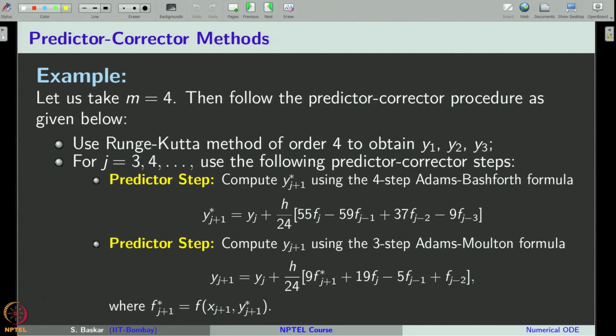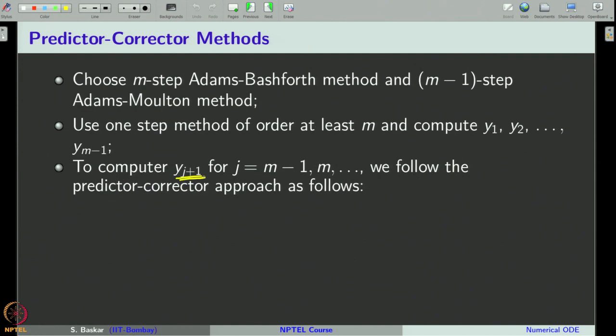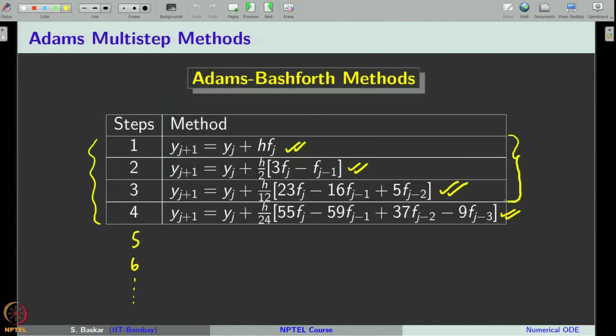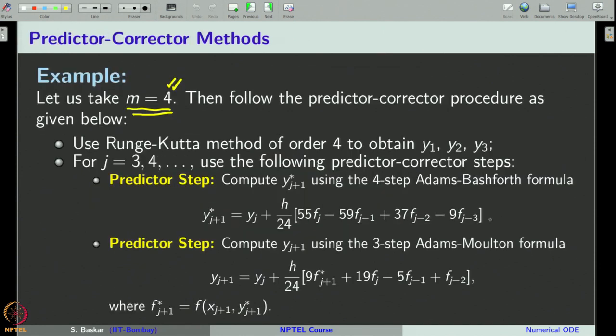Let us just illustrate it with m equal to 4. Remember, to implement a predictor-corrector method, you first have to decide what m is. Let us fix m as 4. Once you fix m, you first go to the table given for Adams-Bashforth. We have fixed it as 4. Therefore, you have to take this formula for the predictor step. That is what I am writing here. The predictor step will have this formula, and this is the corrector step.